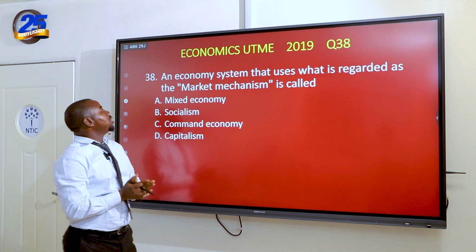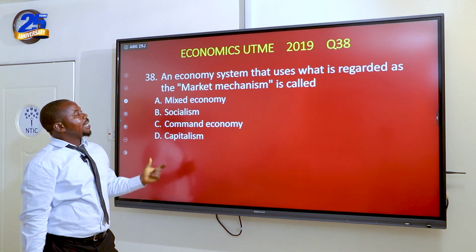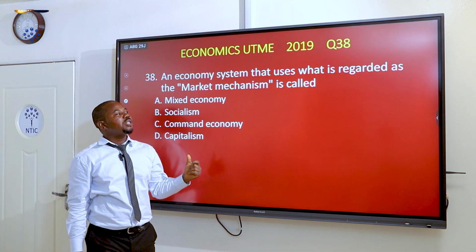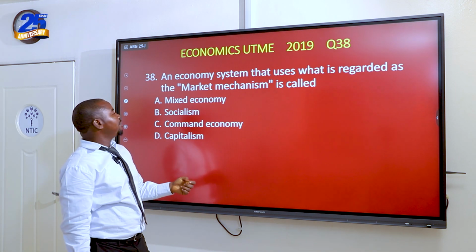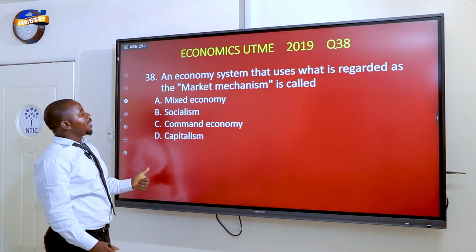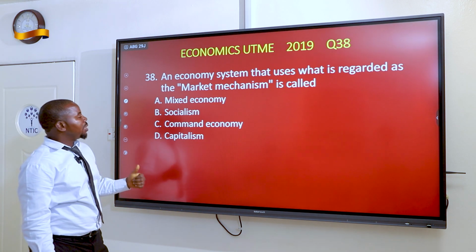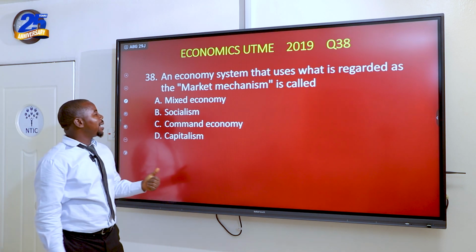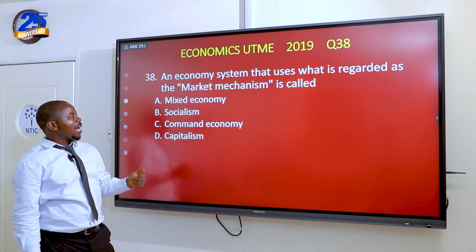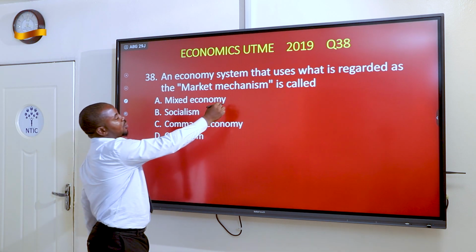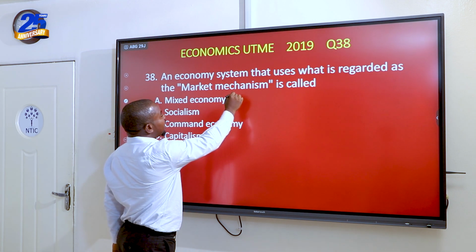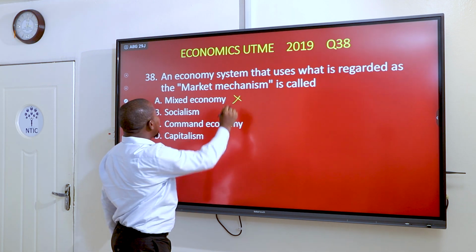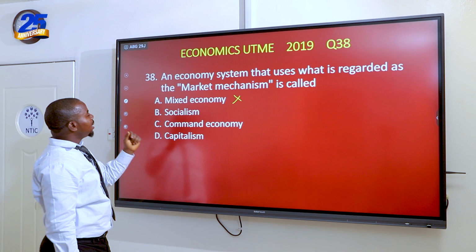Then the next question is question 38. An economic system that uses what is regarded as the market mechanism is called A, mixed economy, B, socialism, C, command economy, and D, capitalism. Mixed economy has to do with when resources are owned and managed partly by private individuals and the government. So that is not correct.